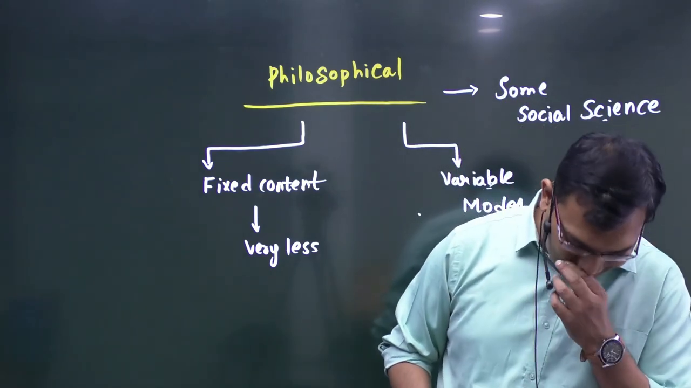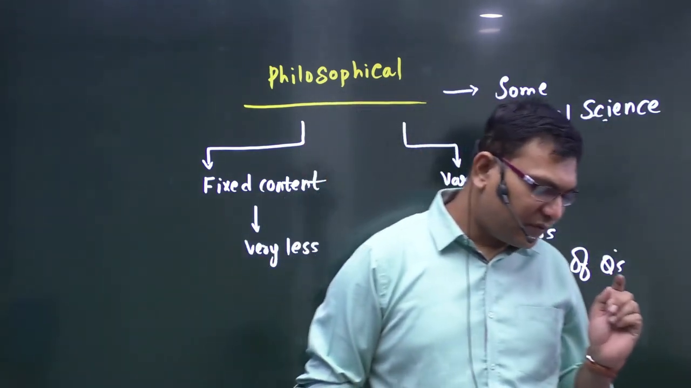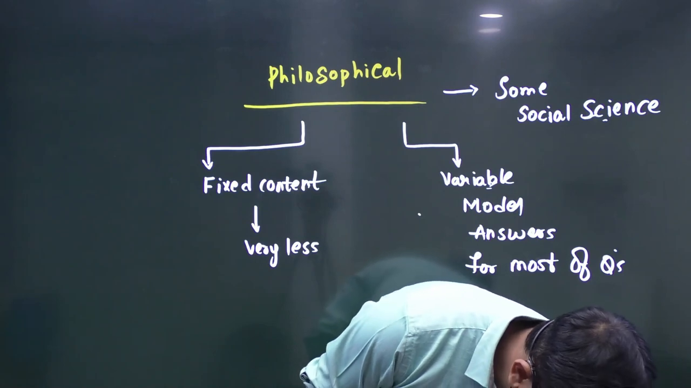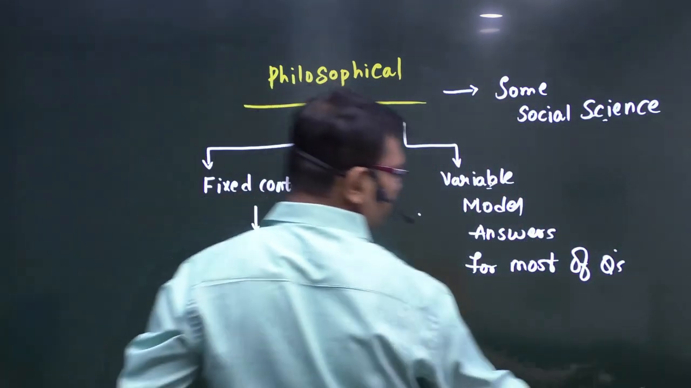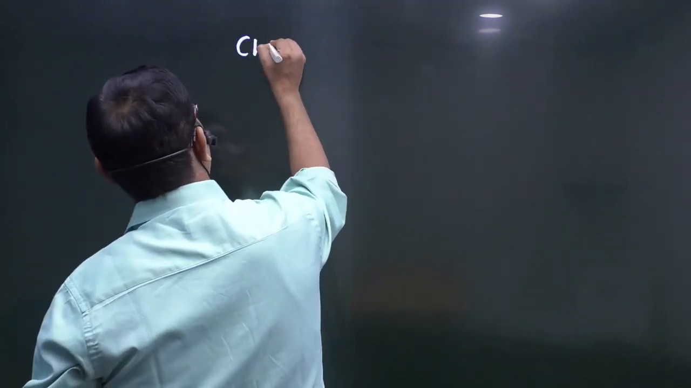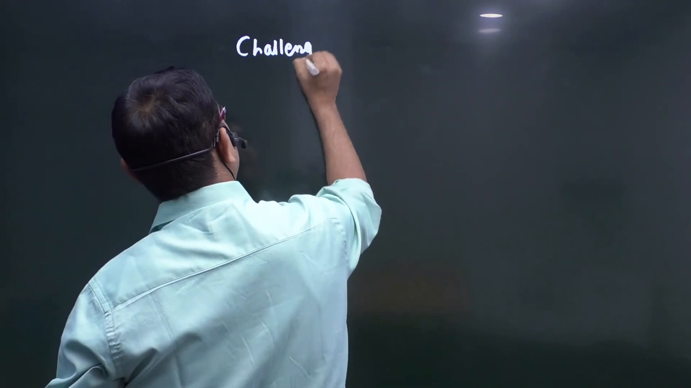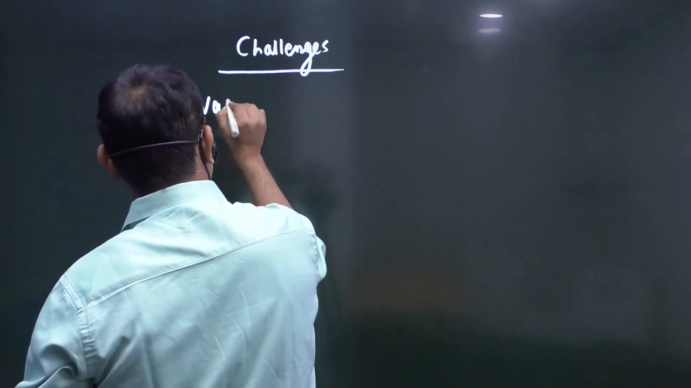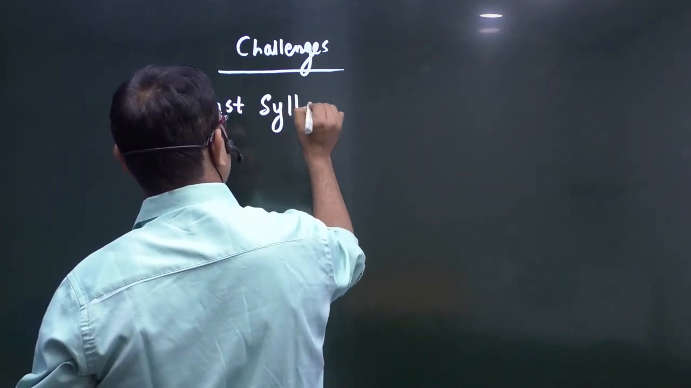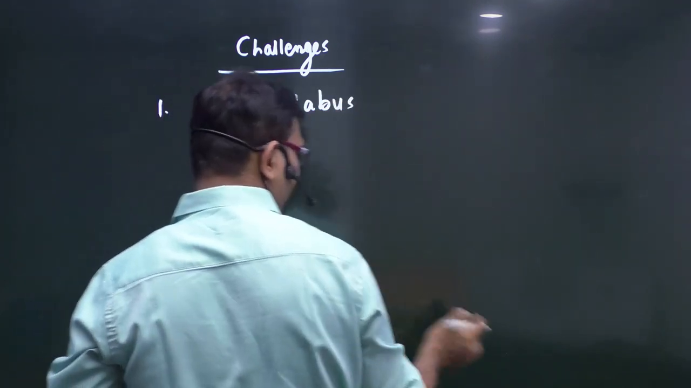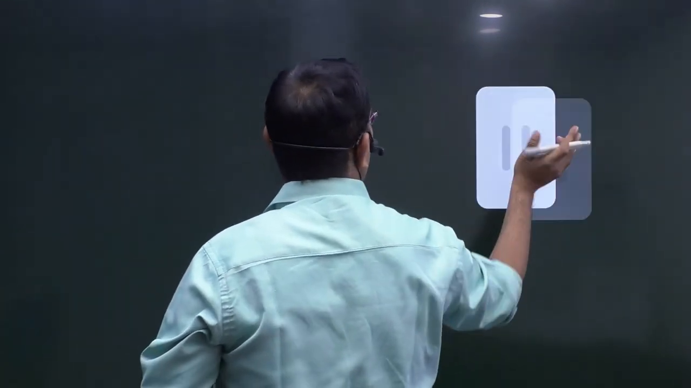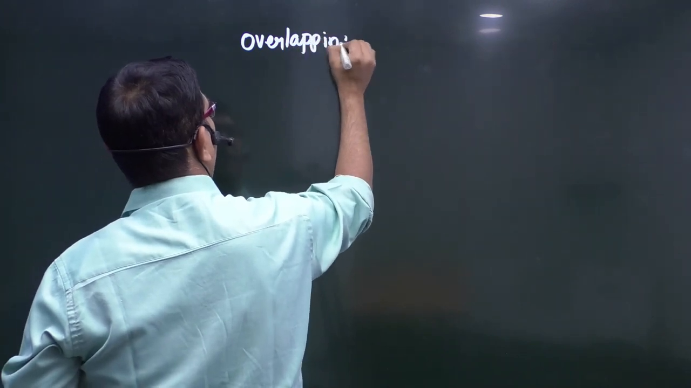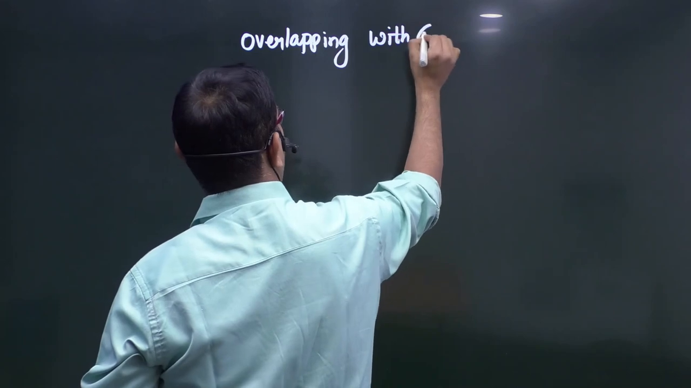But if I talk about the nature of, you know, what happens, now the question is, what are the challenges? If you see the challenges, so challenges kya hai? Okay, what are the challenges here? You see, what are the challenges, right? So first and foremost is the vast syllabus, and before going to this, I'll tell you how it is overlapping with the GS. Overlapping with the GS.